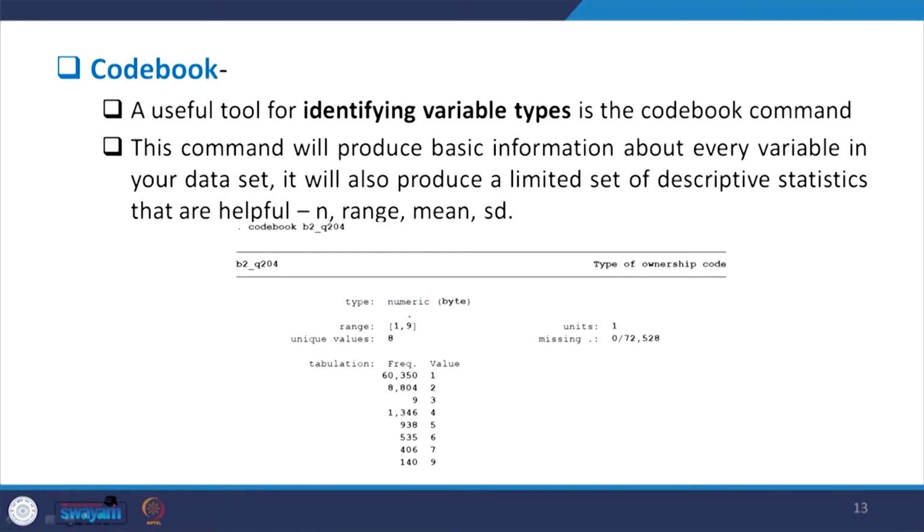This command will produce basic information about every variable in your data set. It also produces a limited set of helpful descriptive statistics, like n, the number of observations, range, mean, standard deviation. Now look at the screen that is visible here. This is different from the summary statistics we have.